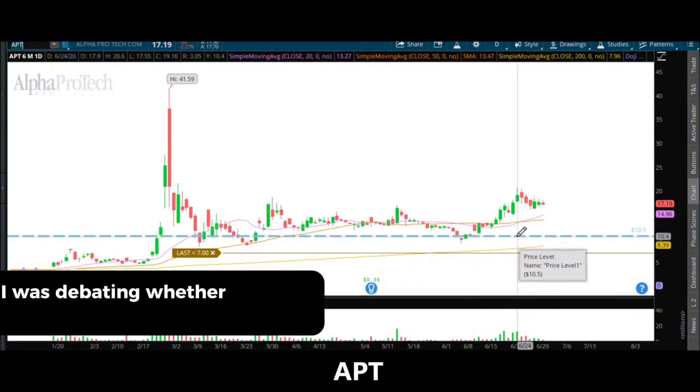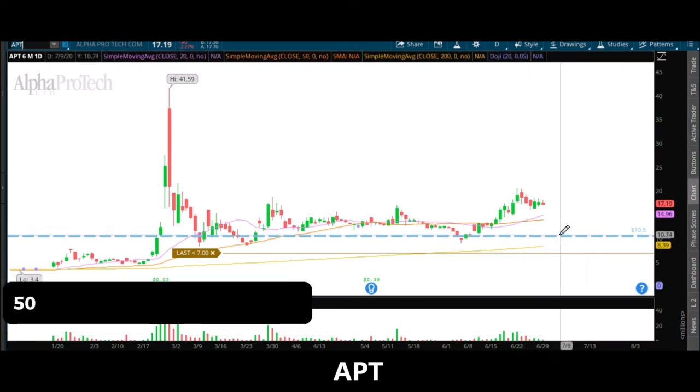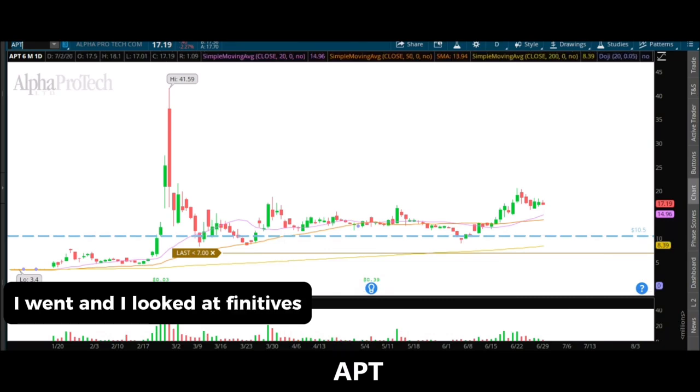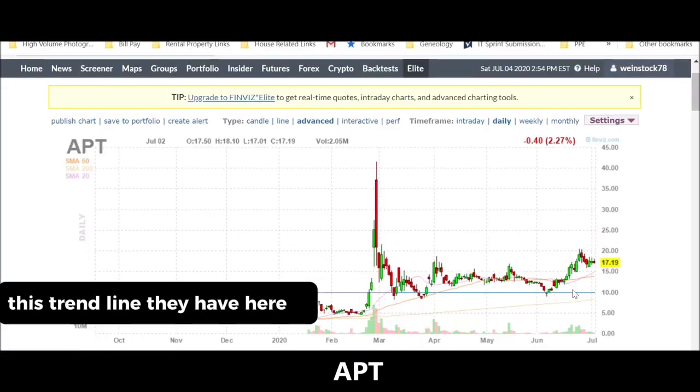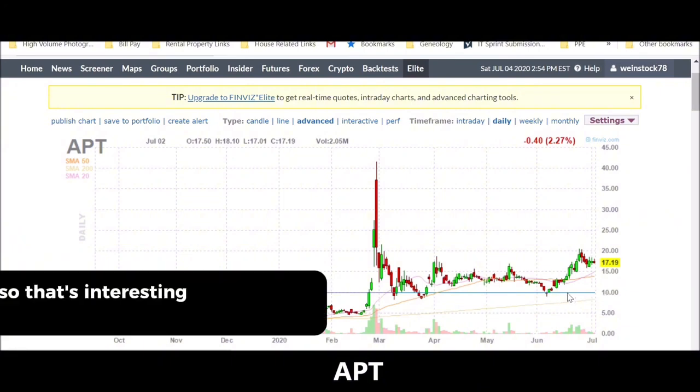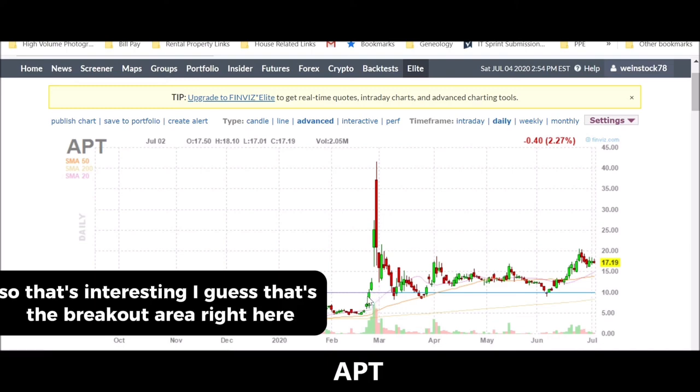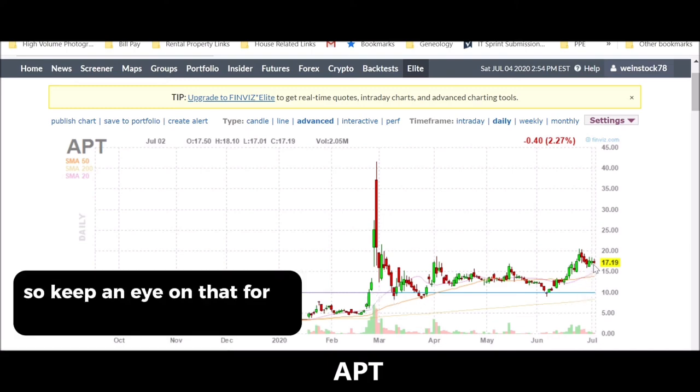I was debating whether to make the important number here 10.50 or 10, and then, funny enough, I went and looked at Finviz. I'm not sure what this line represents. This trend line they have here looks like it's a little over $10 too, so that's interesting. I guess that's the breakout area right here, so keep an eye on that for a pullback.